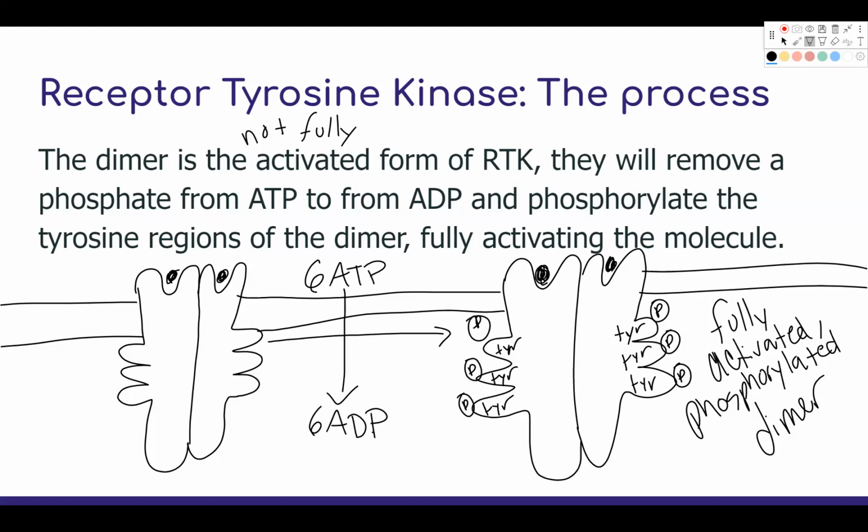What happens next? So we've gone from an inactive monomer to a dimer to a fully activated phosphorylated dimer. It's a lot of weird drawings today.